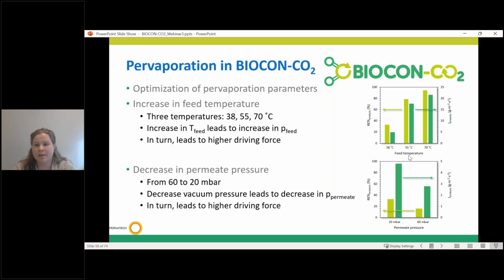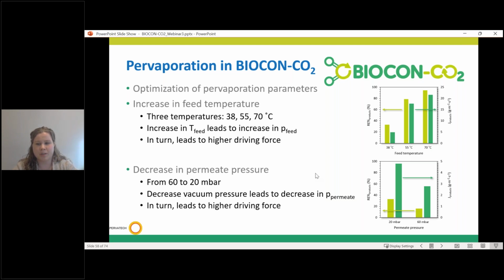In this top graph here, you can see the effect of the feed temperature on the recovery efficiency of the products on the left y-axis and on the product flux on the right y-axis. And as you can see from this figure, with an increase in feed temperature from 38 to 70, both product flux increases as well as the recovery efficiency of the products. And the reason for that is using a higher feed temperature, the partial pressure at the feed side of the product increases, and in turn this leads to higher driving force.